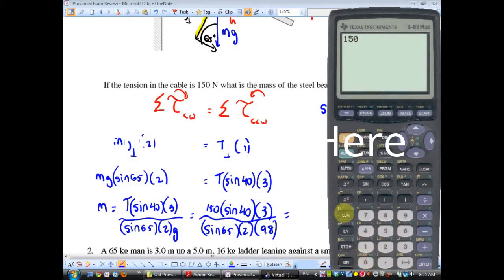150 sine 40 times 3 divided by, this has to be in brackets, sine 65, close bracket, times 2 times 9.8, close bracket. Did I miss anything? 150 sine 40. By the way, why don't I have to put this in brackets? Your calculator assumes things are on the top if you don't tell it specifically, right? I'm getting 16.3 kilograms.